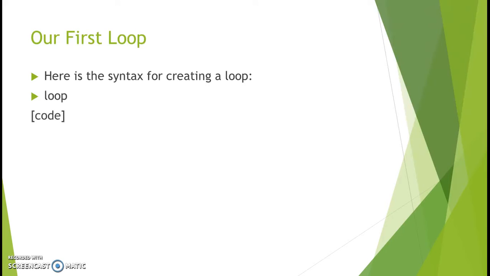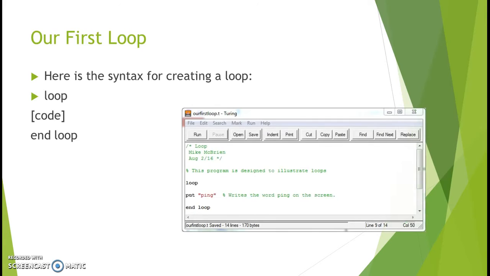Okay, so our first loop in our Turing training, we can look at a syntax like this. Simply a statement loop, some code that'll be executed over and over again, and an end loop. And that end loop isn't saying stop, it's saying this is the stuff that's inside the loop and everything else is outside that loop. Okay, and so here's my first loop program.